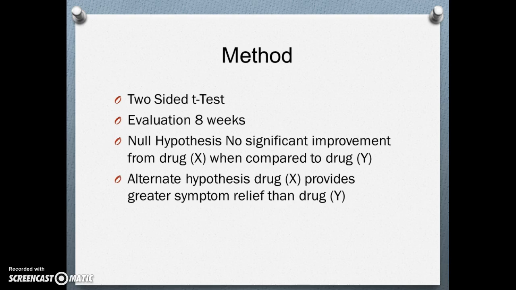A two-sided t-test will be used to compare the effectiveness of drug X with drug Y. Whilst we expect to see comparable results in 6 weeks, the study will conclude after 8 weeks to ensure that we get the most accurate data possible.